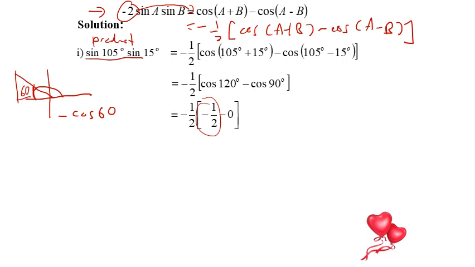And then cos 90 degrees, you have to memorize the shape of the graph. So this is the graph of cos. At 0 degrees, it is maximum at 1. But when it is pi over 2 or 90 degrees, it will be 0. So that's why here cos 90 is 0. Okay, so negative 1 over 2 minus 0. So negative 1 over 2 times negative 1 over 2. So the answer is 1 over 4.